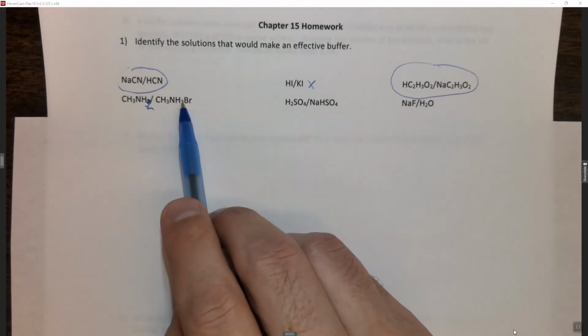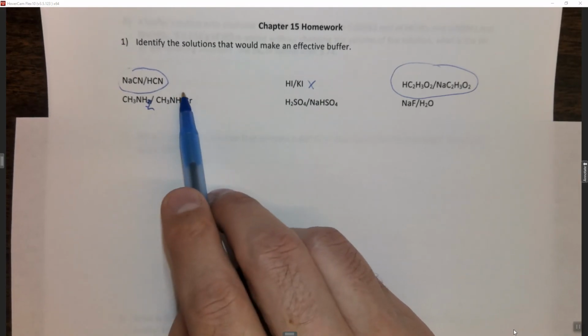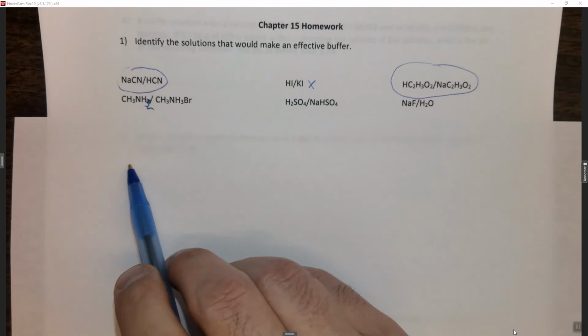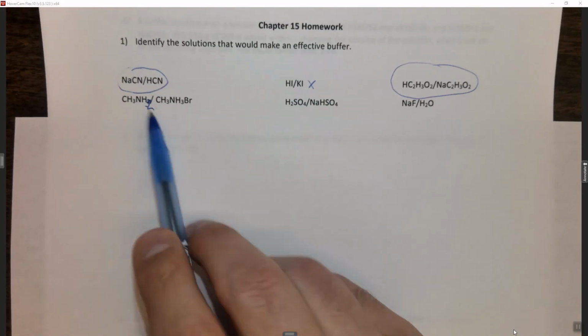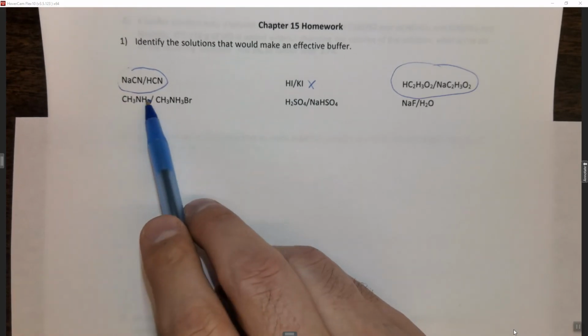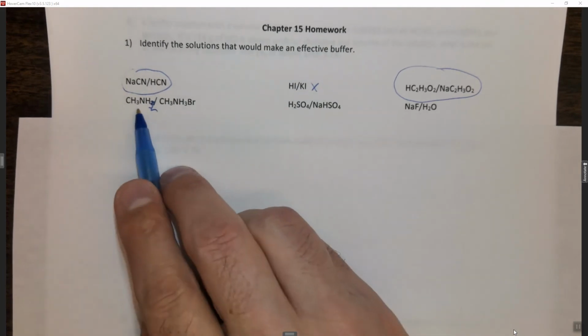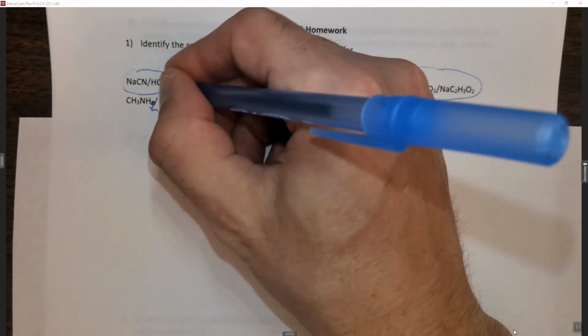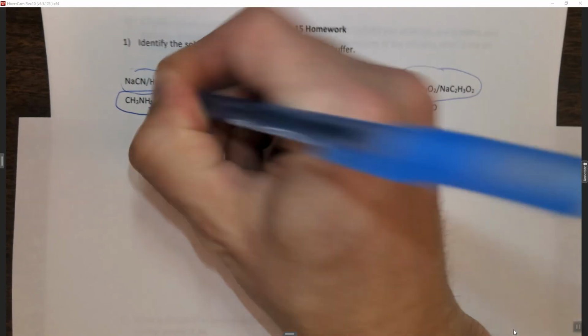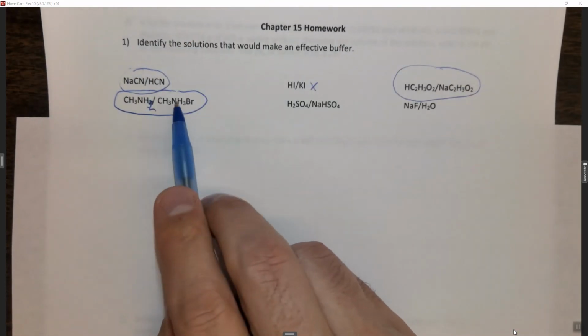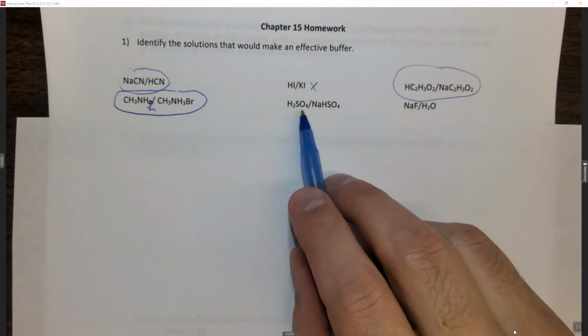And then we have CH3NH3Br. So this gained an H, making this a positive charge, and Br minus is just the counter ion. Sorry about that. The 3 should be here, not here. So it's CH3NH2 and CH3NH3Br. This is a weak base and its conjugate acid, because it gained a proton. All right. Therefore, this is an effective buffer solution.